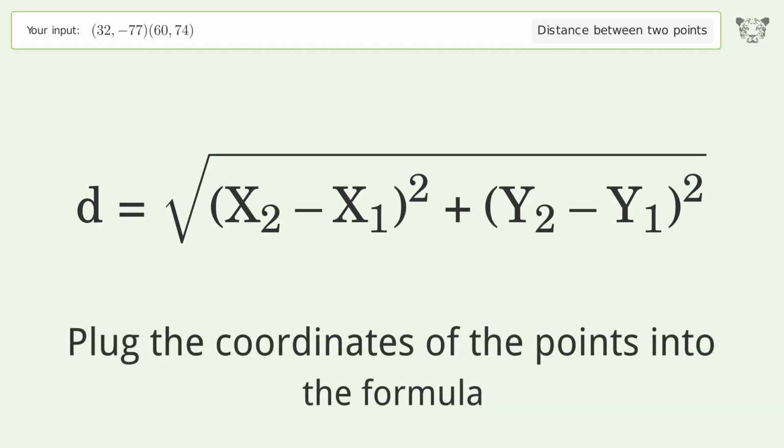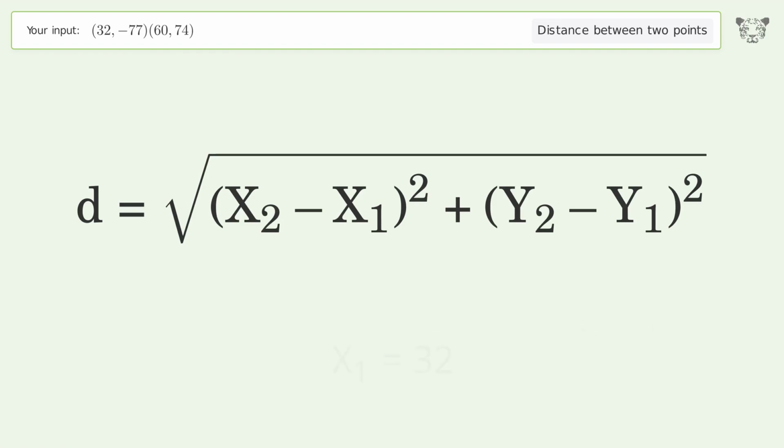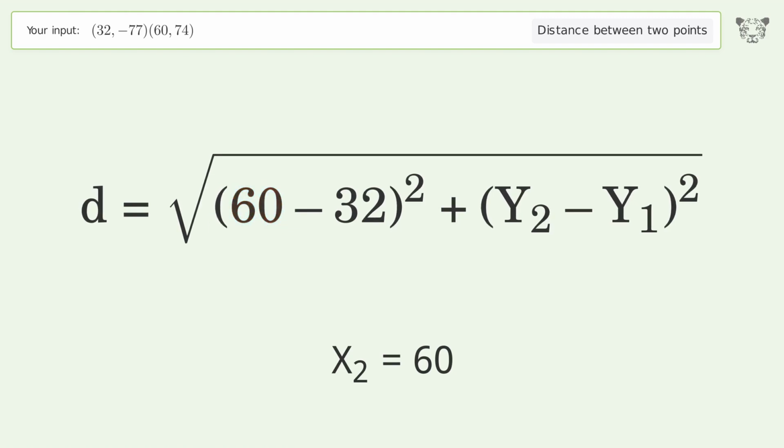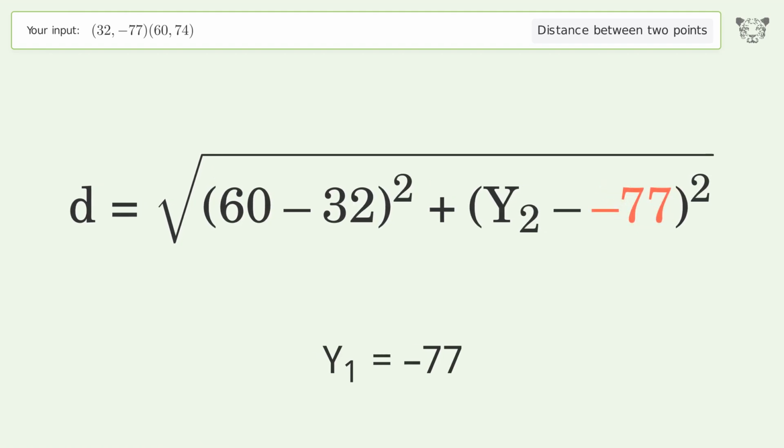Plug the coordinates of the points into the formula. x1 equals 32. x2 equals 60. y1 equals negative 77. y2 equals 74.